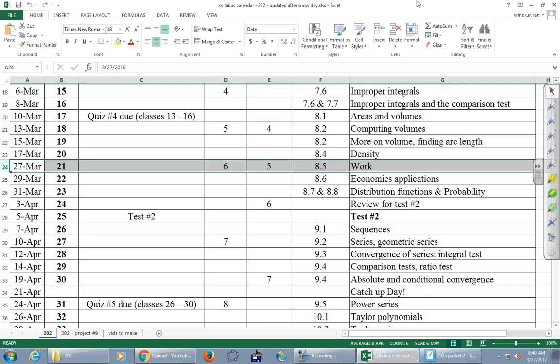Today is March the 27th. We are covering another application of the antiderivative.